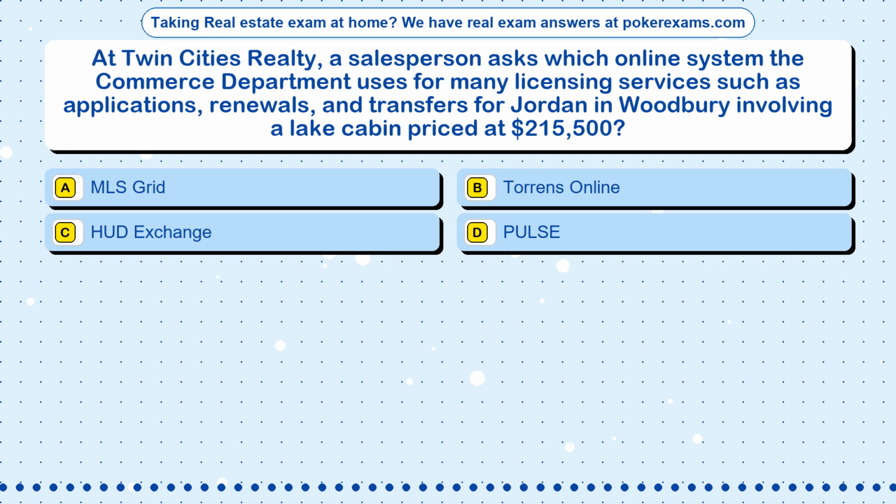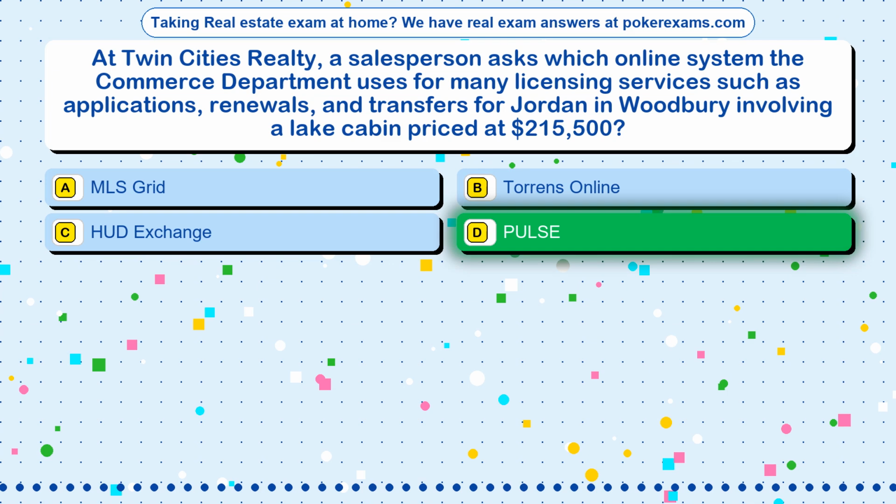Question 32. At Twin Cities Realty, a salesperson asks which online system the Commerce Department uses for many licensing services such as applications, renewals, and transfers for Jordan and Woodbury involving a lake cabin priced at $215,500. Option A, MLS Grid. Option B, Torrens Online. Option C, HUD Exchange. Option D, Pulse.